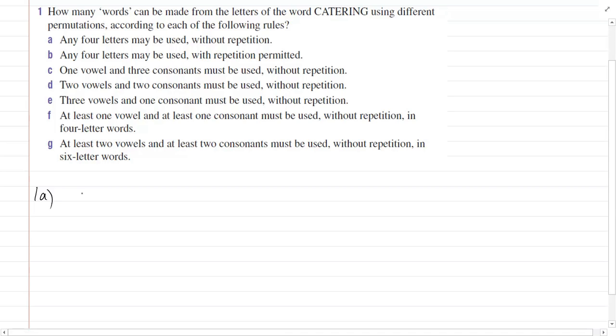So if any four letters may be used without repetition, then the answer is obviously eight ways of choosing the first letter, seven ways of choosing the second letter, six ways of choosing the third letter, five ways of choosing the fourth letter, and we multiply those together. Mathematically, this is 8P4, which equals 8 factorial over 4 factorial, and multiplied out, this is 1680.